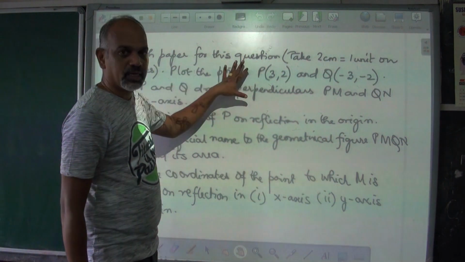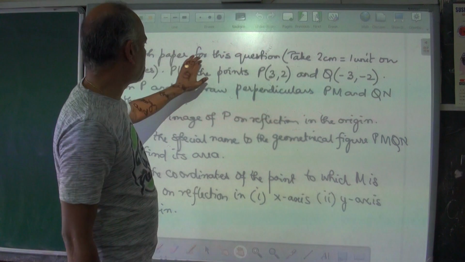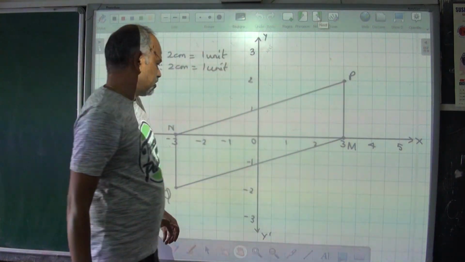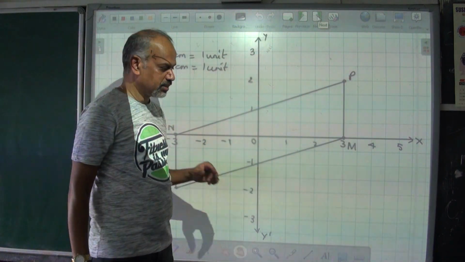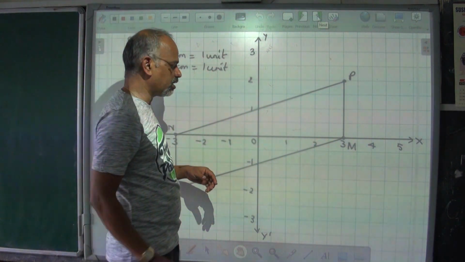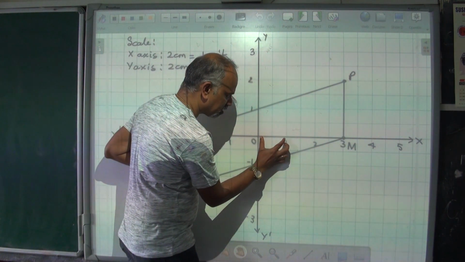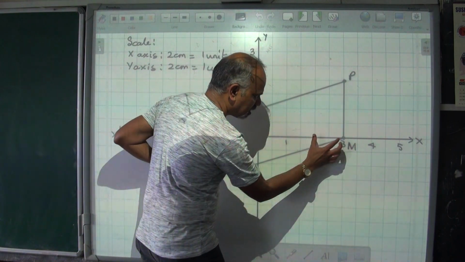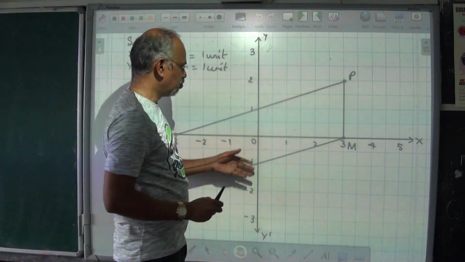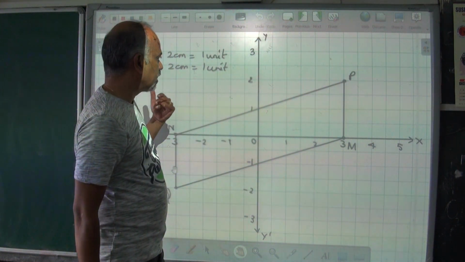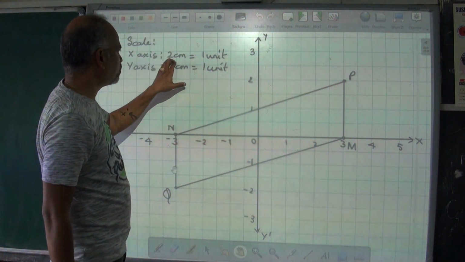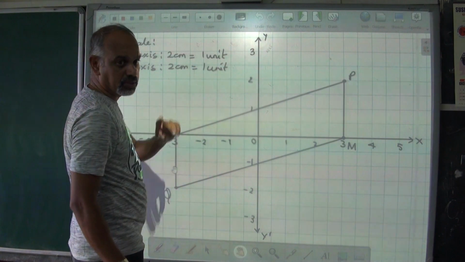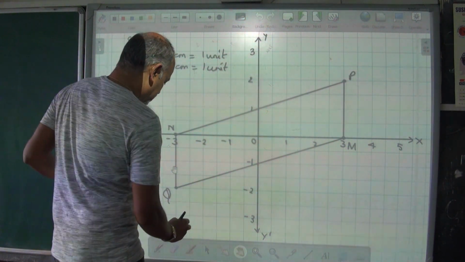Okay. First is the drawing of the graph. Use a graph paper for this question. Take 2 centimeter equals 1 unit. So I have already done the graph. This is your x-axis and your y-axis. The scale given was take 2 centimeter equals 1 unit. This is 1 centimeter. This is 1 centimeter. So together it is 2 centimeter. 2 centimeter you will take as 1 unit. Next 2 centimeter 1 unit. Next 2 centimeter 1 unit. Like that. Okay. Both axes have to be divided in the same way. And then write down the scale. Scale x-axis 2 centimeter is 1 unit. And y-axis also 2 centimeter is 1 unit. Okay. So that's the graph.